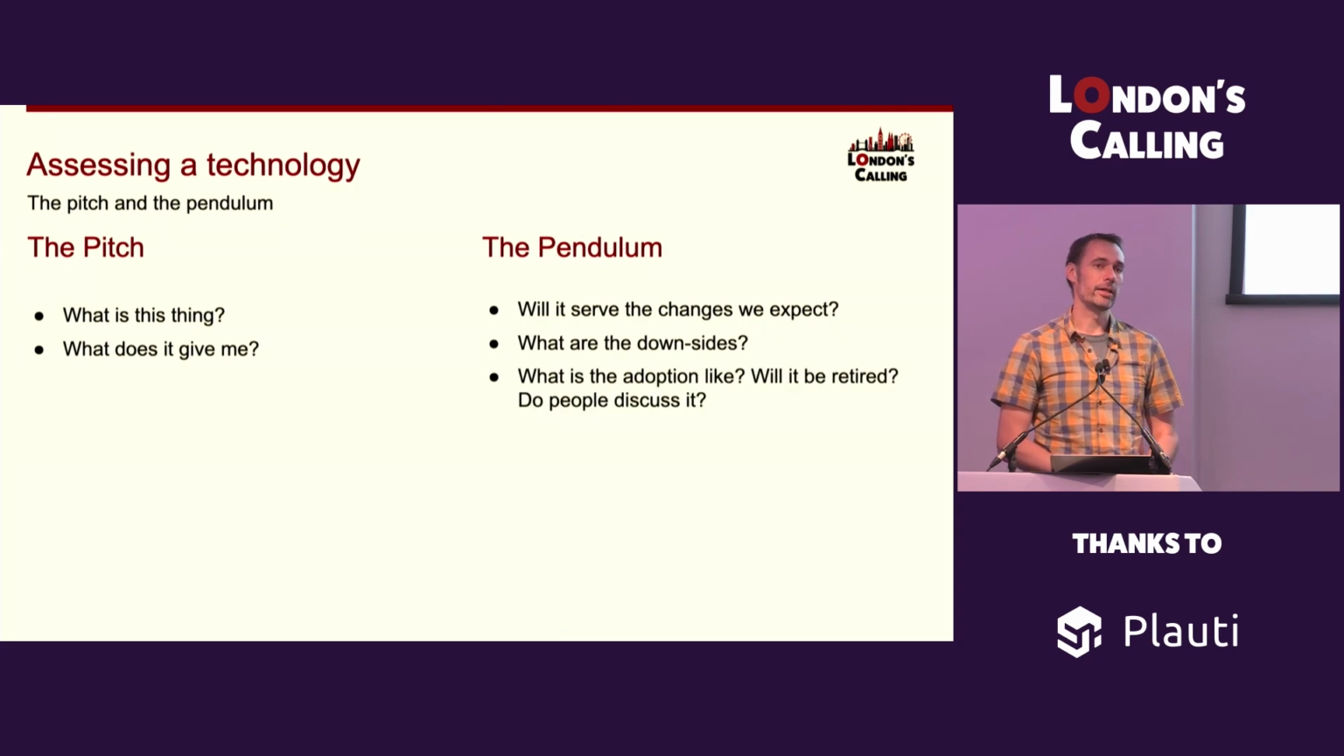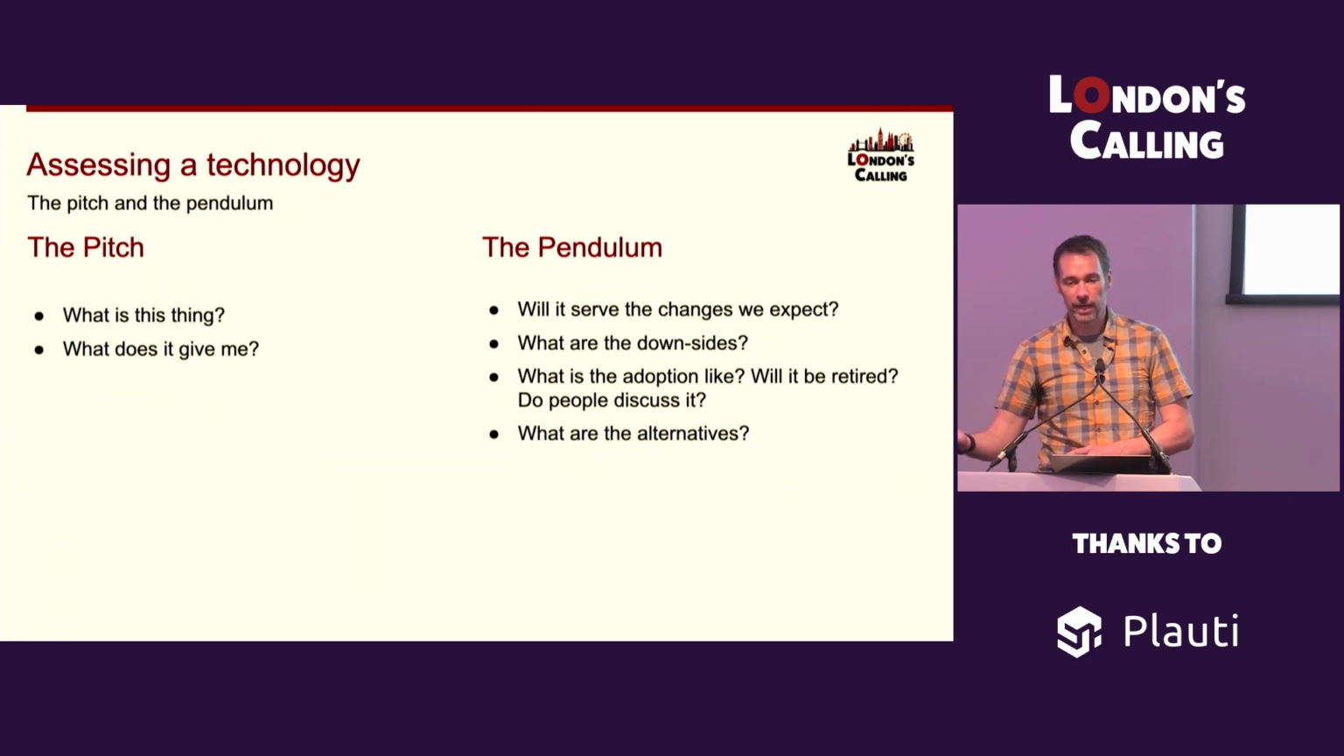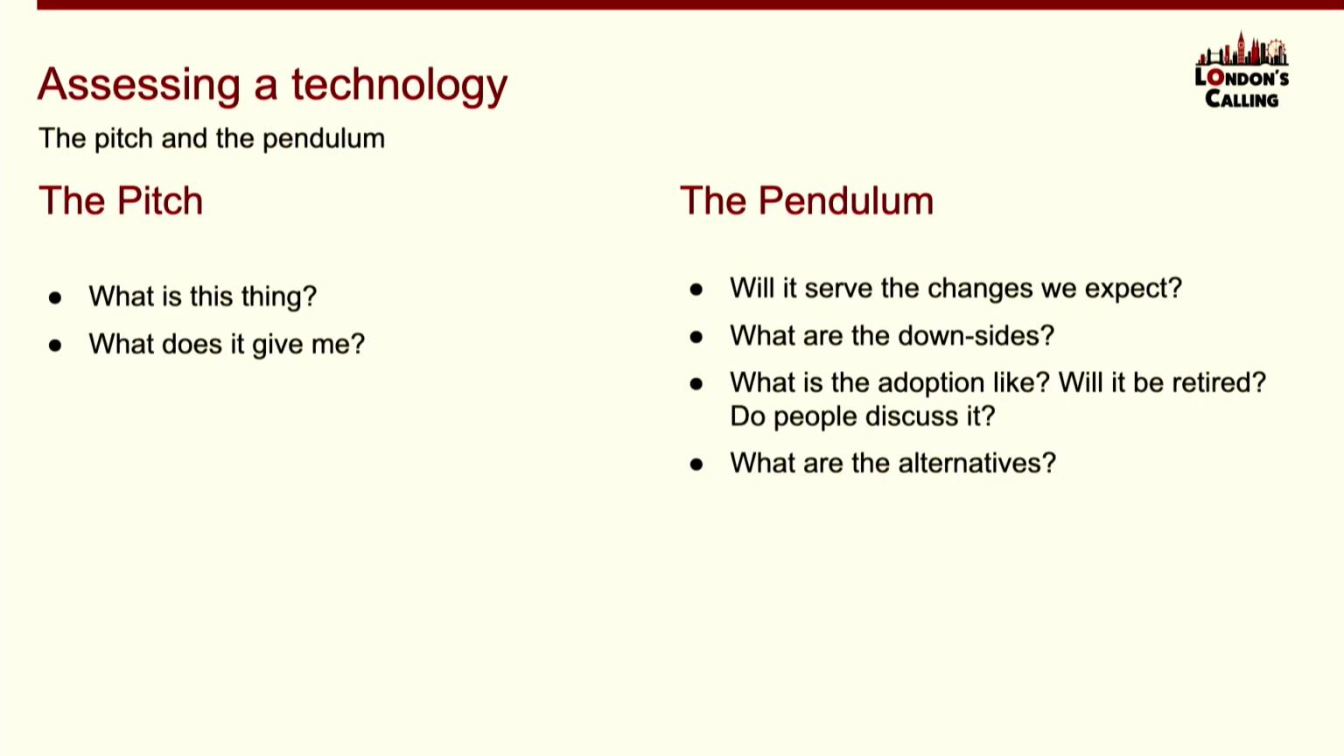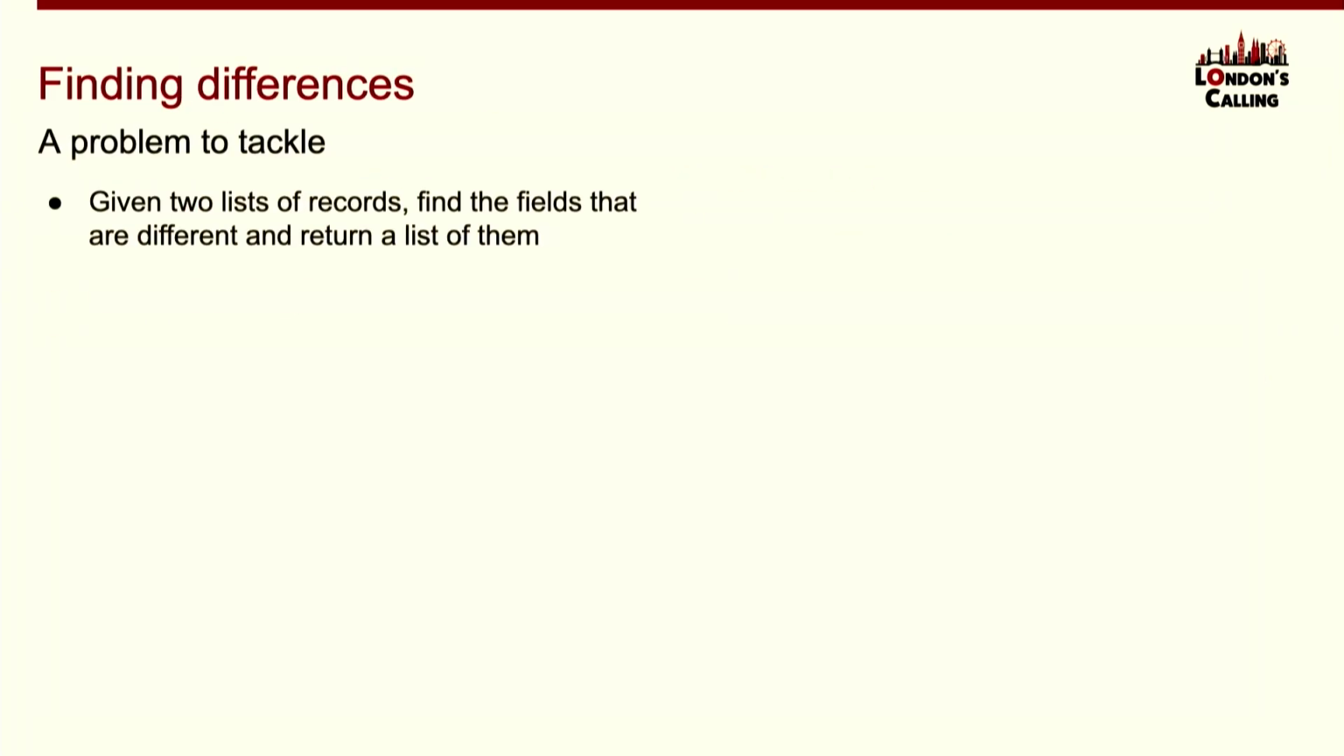And what's the adoption like? Do people talk about this thing? If I Google my problems, am I going to find answers? And what are the alternative technologies as well? If we're choosing this, we're obviously rejecting that. So how can we make these kinds of decisions? We're going to answer all of these questions through the talk and then come back to this assessment.